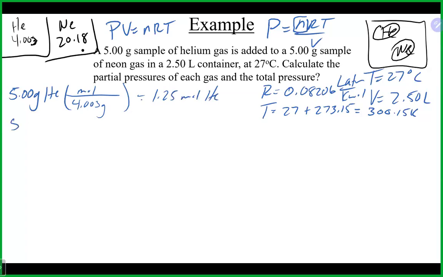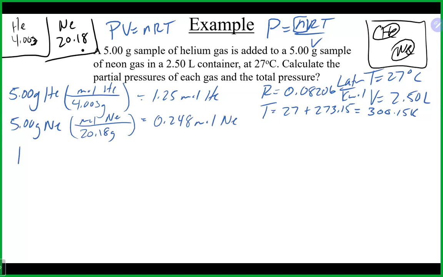We'll do the same thing for our 5 grams of neon. Divide by the molar mass of neon from the periodic table, 20.18 grams per mole. That's going to get us about 0.248 moles of neon. We basically now have everything we need for each gas to find the partial pressures.